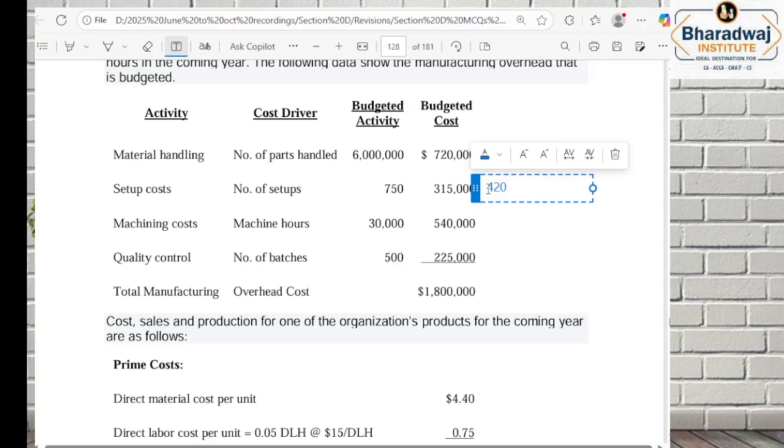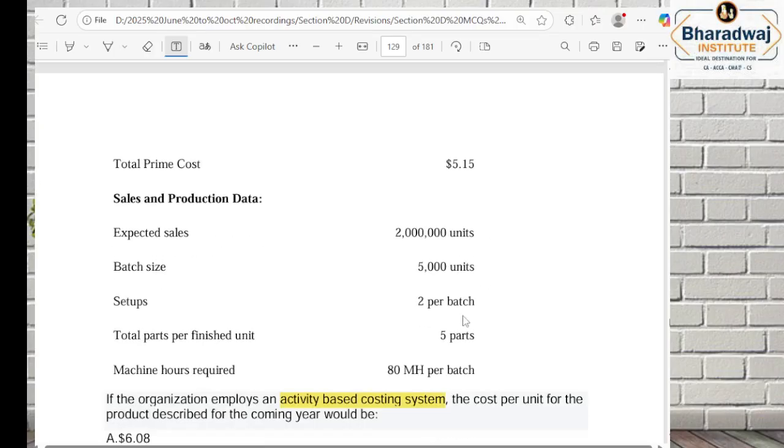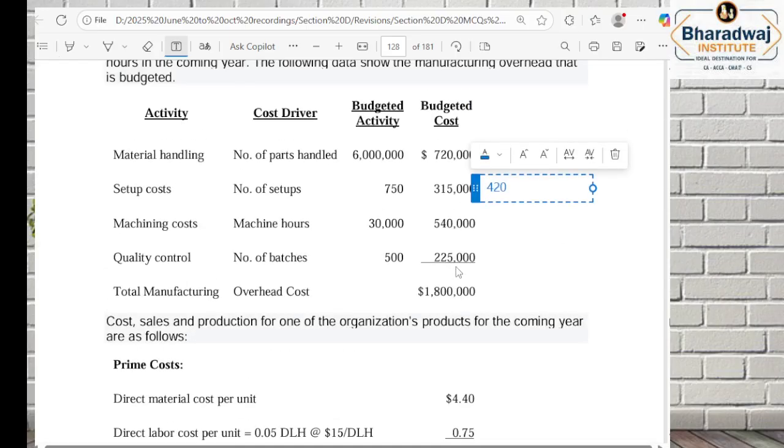In this, how many setups per batch? It's given 2 setups per batch, and per batch there are 5,000 units. So this into 2 divided by 5,000 will give us the cost per unit, 0.168.